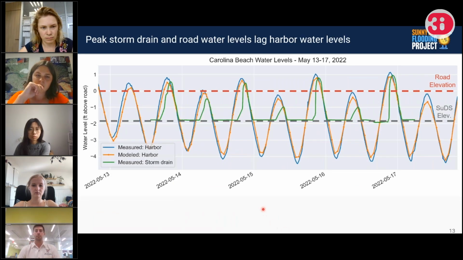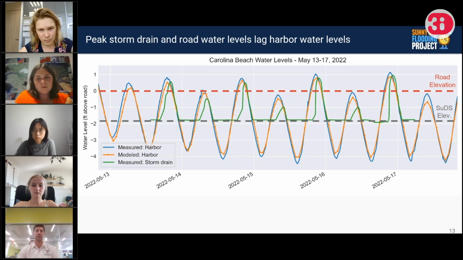This is the same plot, but with water levels measured by a SUDS in a roadway storm drain in green here. When the green storm drain water level line goes above the roadway elevation in red, we have flooding on the roadway. I want you all to note that the stormwater system distorts the tidal signal in the storm drain, such that peak water levels on the road lag peak water levels in the harbor. I also want you to notice the inflection points where we have a rapid increase of water levels in the storm drain.